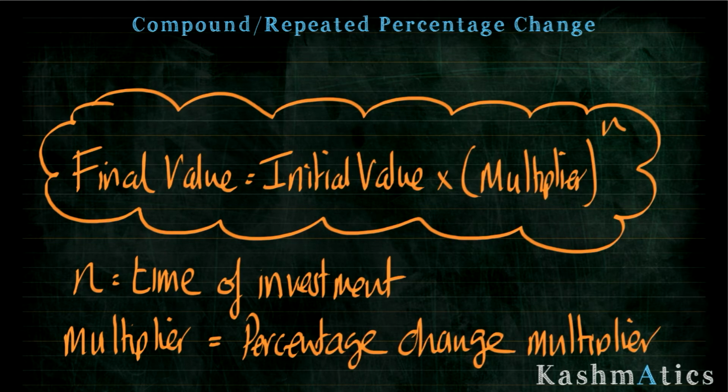This formula here is a summary of what I've just told you in those last two examples. So the final value of any investment or anything which is appreciating or depreciating in value is the initial value multiplied by whatever the multiplier is for the percentage increase or decrease to the power n, where n is the period over which it happens.